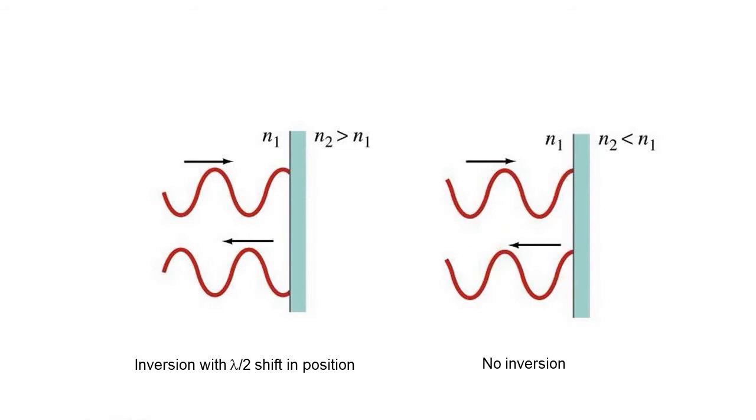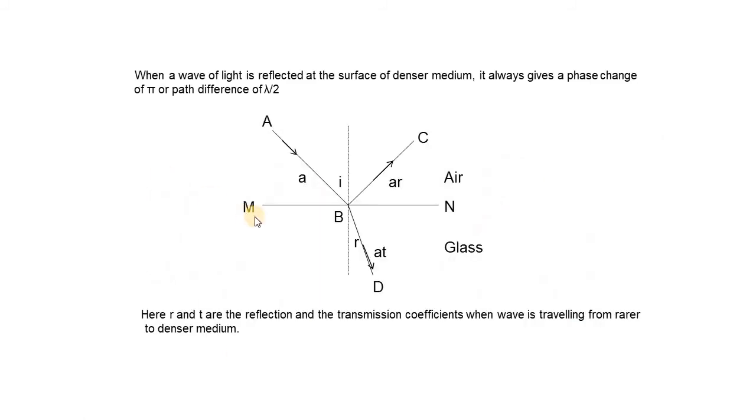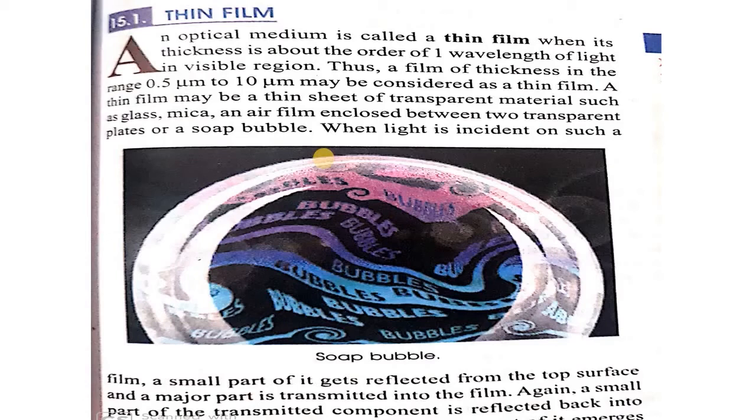So while considering the path difference, these reflections add an additional path difference of lambda by 2. You'll have to keep it in mind. Upon reflection from a denser medium, there occurs a path difference of lambda by 2 or a phase difference of pi. That is, when a wave of light is reflected at the surface of a denser medium, it always gives a phase change of pi or a path difference of lambda by 2. You have to keep it in mind always. So hope it is clear.